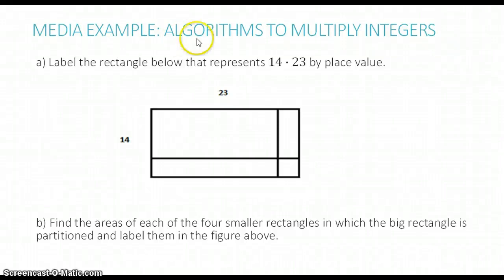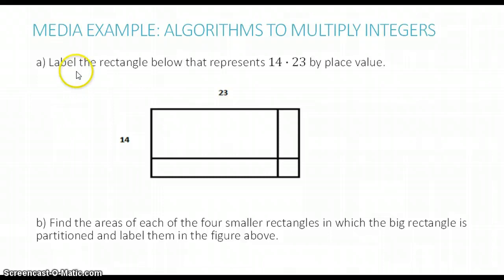In this example, we're going to use algorithms to multiply integers. So algorithm sounds like a fancy word, but it just means a process by which we could systematically find the product. You're probably familiar with the algorithm for multiplying numbers already, but we're going to develop it a little bit so you can see why it works.